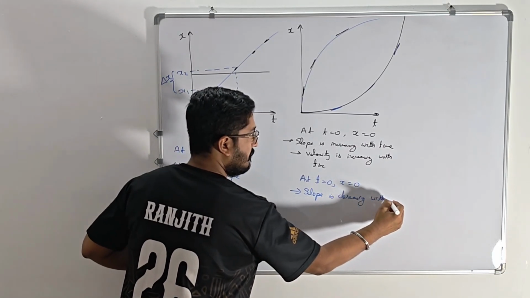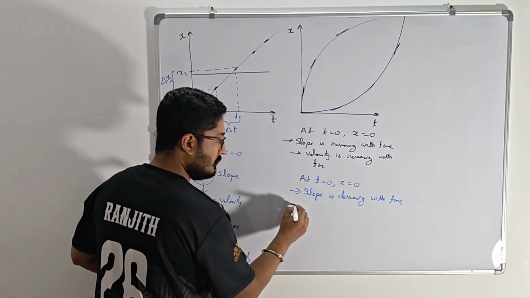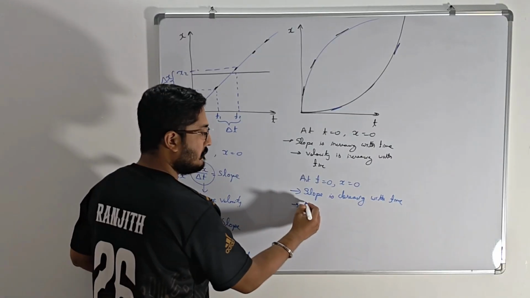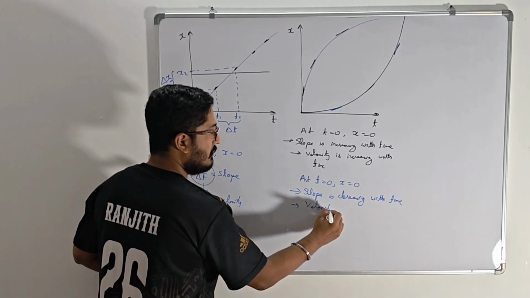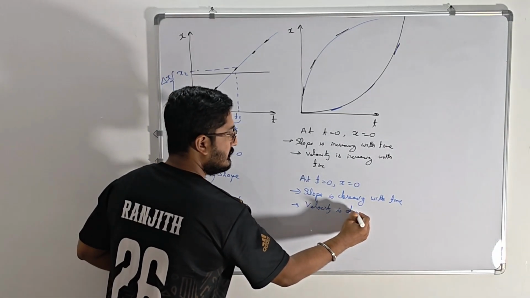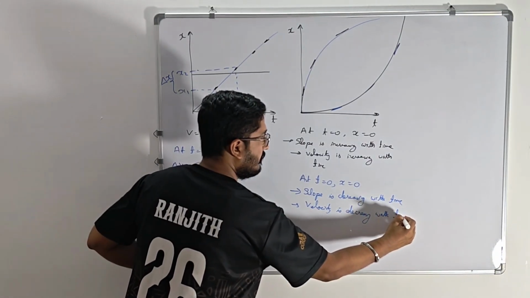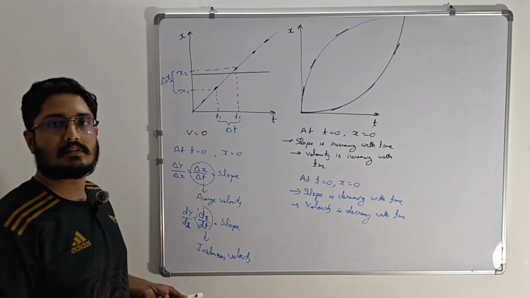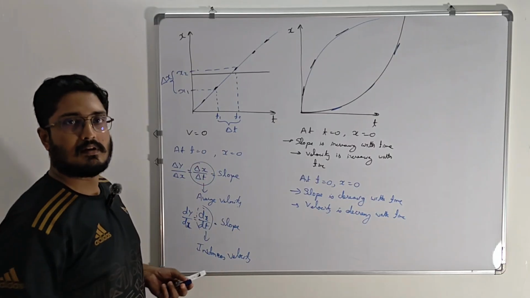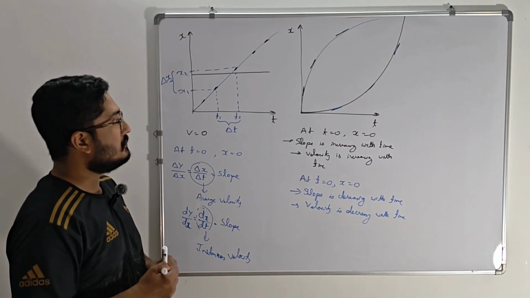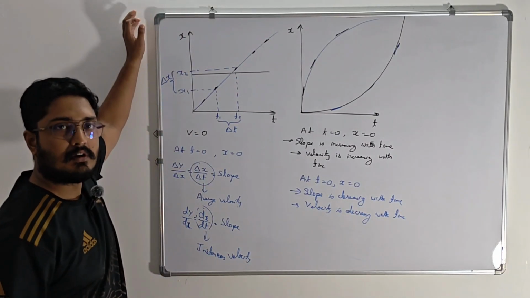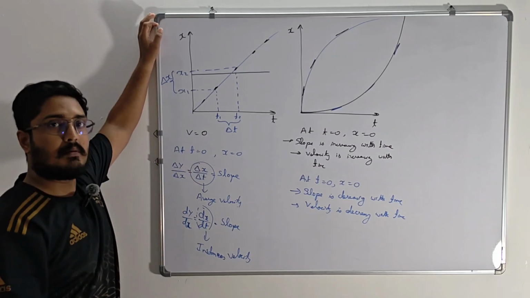with time, and slope also represents velocity. So finally velocity is decreasing with time. Okay, simple, very simple concept. So this is a discussion based on the displacement versus time graph.